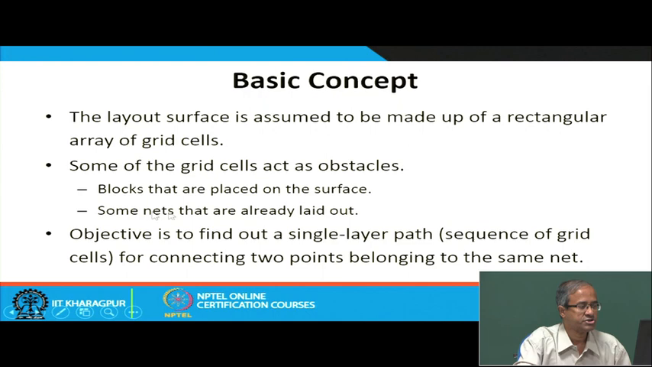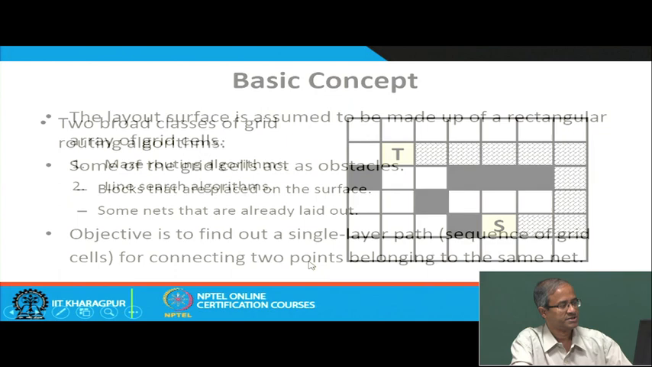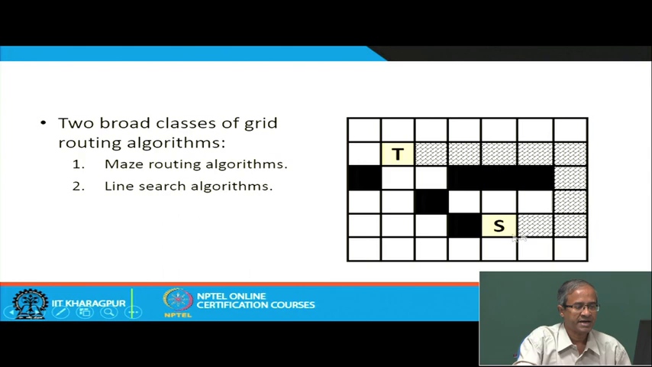Now, in this routing subproblem, as I had mentioned earlier, we are trying to find out a single layer path. That means we are not crossing from one metal layer to the other. So, given two points on the two-dimensional grid, we have to find out a sequence of grid cells for connecting from the source point to the destination or the target point. So, the problem can be viewed like this in this diagram if you see. Here we have shown a two-dimensional array of cells where these dark blocks represent the obstacles through which you cannot lay the wires. Suppose I have a source and a target point which I have to connect, and let us say some routing algorithm has found out a path like this which is shown shaded.